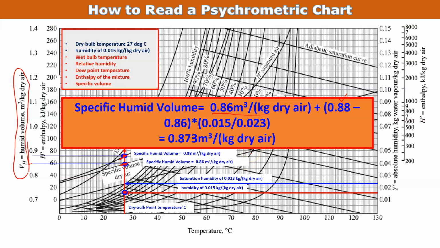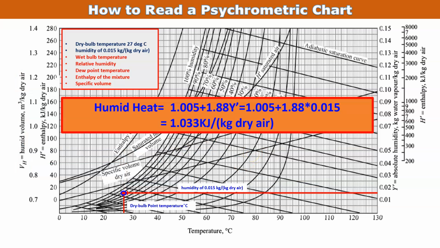Now next I will calculate the humid heat. The definition of humid heat is already given: 1.005, which is the dry air humid heat, plus whatever the water vapor humid heat is. So it is 1.005 plus 1.88 y', where y' means absolute humidity. Now we can put 1.005 plus 1.88 times 0.015. If we do the calculation, we will get the humid heat as 1.033 kilojoule per kg dry air.